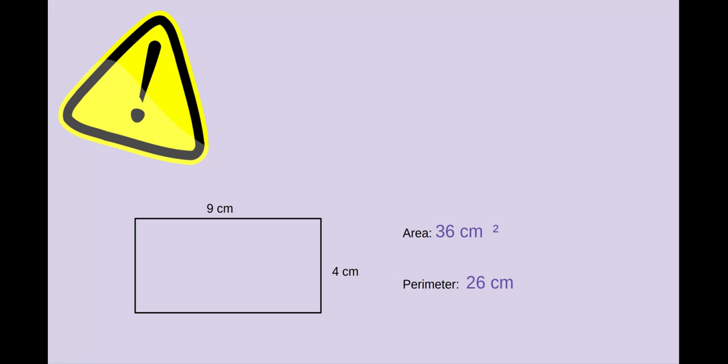All right, so you probably figured it out that the area of this figure would be 36 centimeters squared. And don't forget the little number 2 for area. That shows that you multiplied two things, length times width. And for perimeter, you don't put that because you're not multiplying for perimeter. You're adding all the sides.